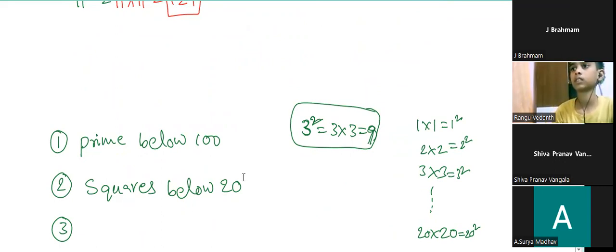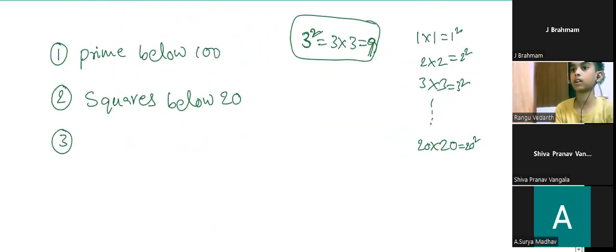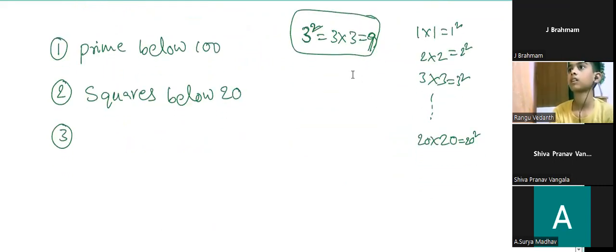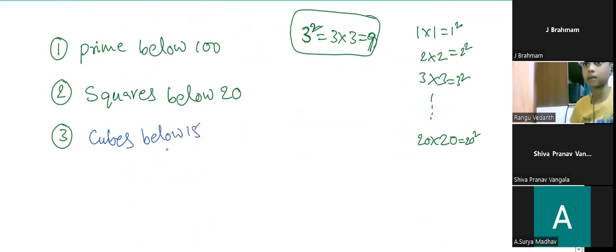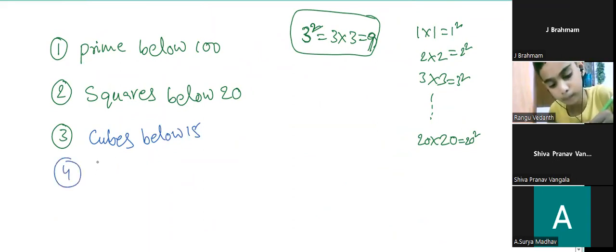And what about composite numbers? If you know prime numbers, automatically you will come to know the composite numbers. All the remaining numbers except one are composite numbers. Prime numbers below 100, squares below 20, and cubes below 15. Any more things? No, sir. From a number point of view, these are the things.